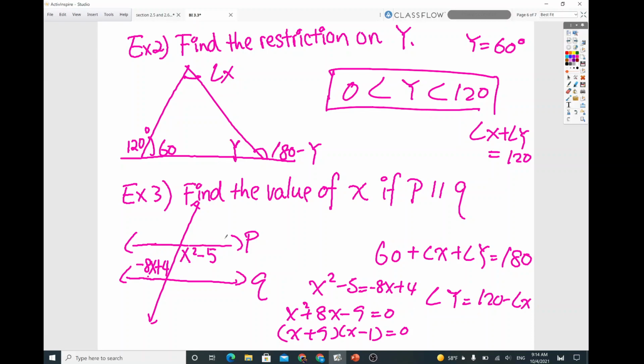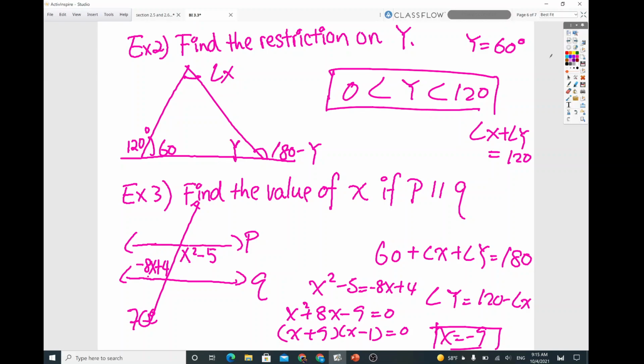So x cannot be 1 because this angle will be negative. So x cannot be positive 1 right here, but it could be negative 9. So negative 8 times negative 9, 72 plus 4, so 76. And then negative 9 squared, 81 minus 5, it's also 76 degrees. So it's got to be negative 9. If this one is 1, then 1 squared minus 5 would be negative 4. That doesn't make sense. Okay? So solve for x. So x equals negative 9.